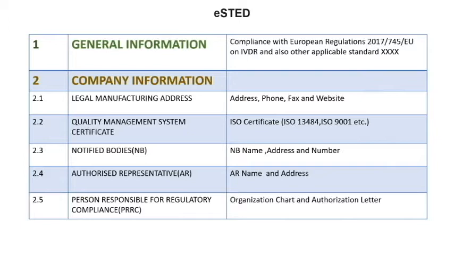Notified body, NB: notified body name, address, notified body number. If the manufacturer has more than one notified body, then the manufacturer has to mention all the information for all notified bodies, clearly indicating the scope of each. Authorized representative: this section is applicable if the manufacturer is not located in the EU. Here the name and the address of the authorized representative will go. Person responsible for regulatory compliance: here the name of the person, with the organization chart and authorization letter, is to be provided.